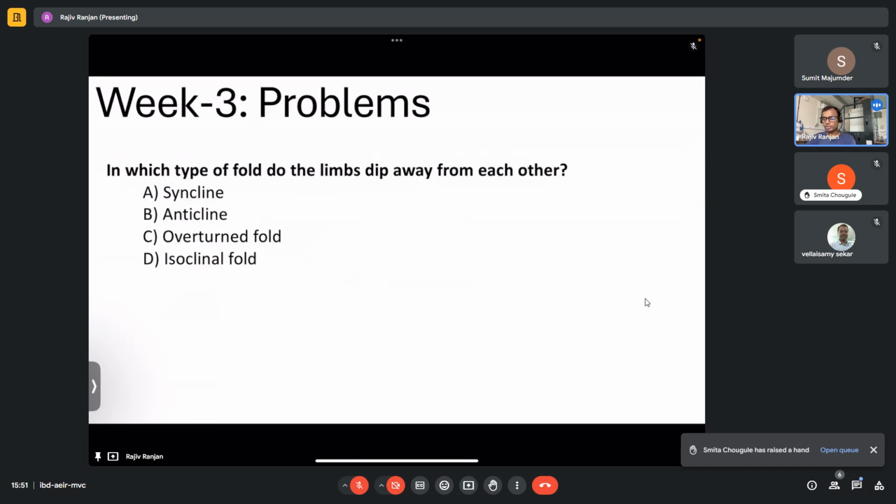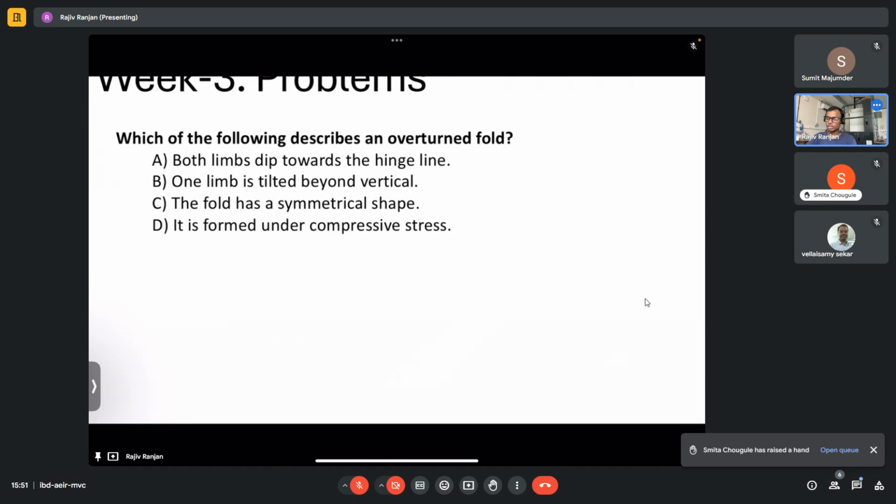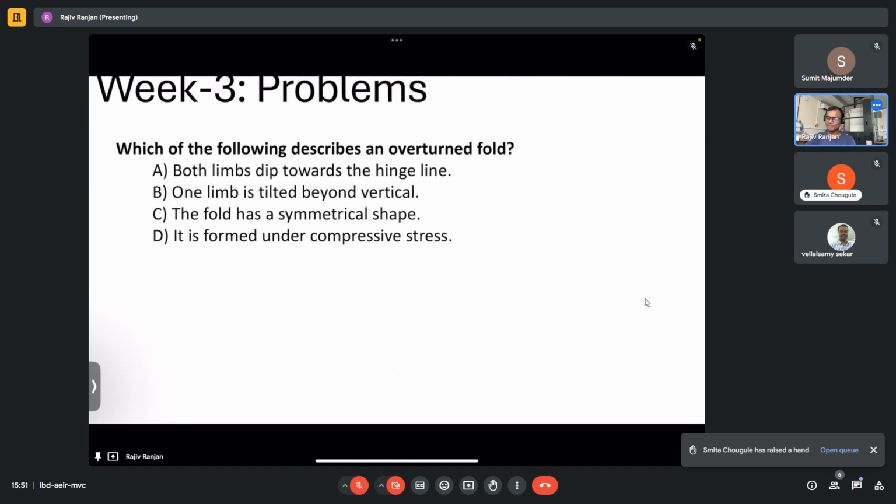Which type of fold do the limbs dip away from each other? I think this sort of question you have done a lot. Let's move to another problem. I have just described this overturned fold. Both limbs dip towards the hinge line. One of the limbs is tilted beyond vertical. The fold has a symmetrical shape. It is formed under a compressive stress. What do you think?